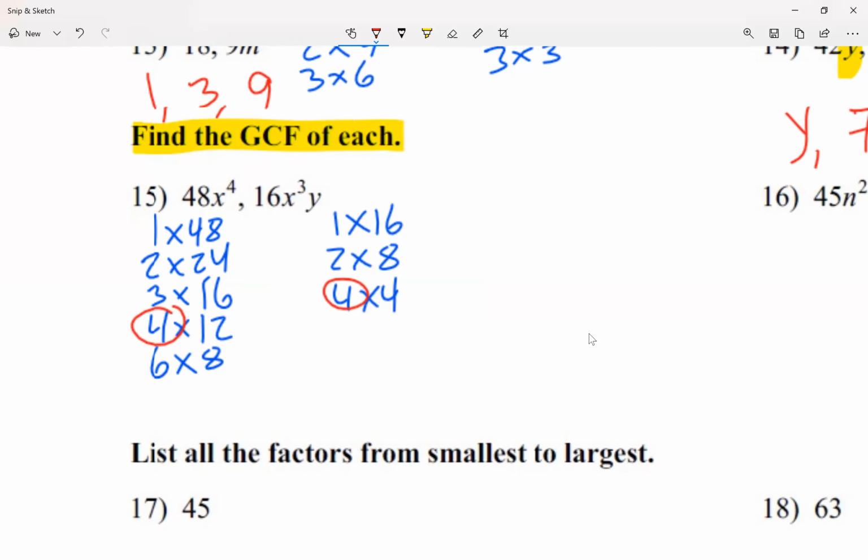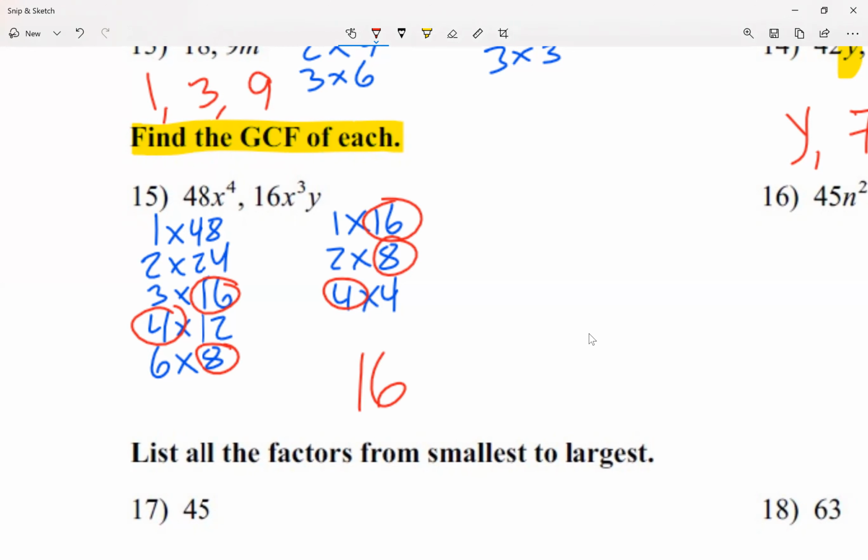Do we see a bigger common factor? Yep, I see 8. Okay, so do we see a bigger common factor? Yep, I see 16. So the biggest, that's the greatest common factor. Number-wise, it's 16. Okay, so 16. Now letter-wise, let me compare the letters.